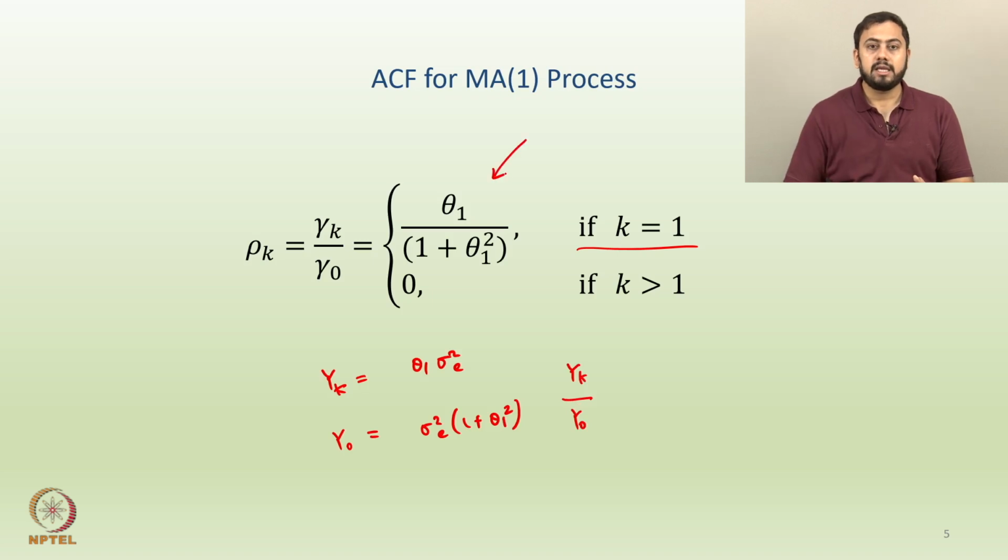Whenever k is 1, the ACF is theta 1 divided by 1 plus theta 1 square, and for any other lag above 1 the ACF has to be 0 because the corresponding gamma k is 0. Alright. So, the ACF of an MA1 process is very easy. It takes some value at lag 1, but for all other lags above 1 the value is strictly equal to 0.